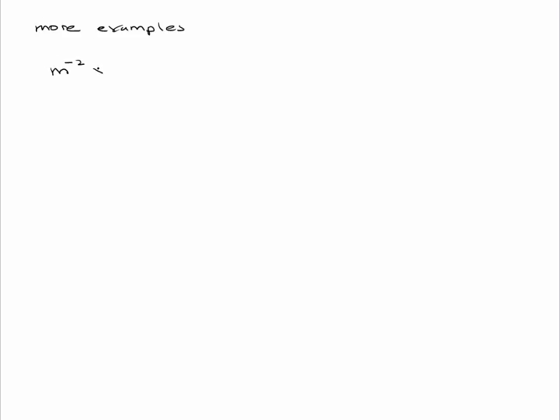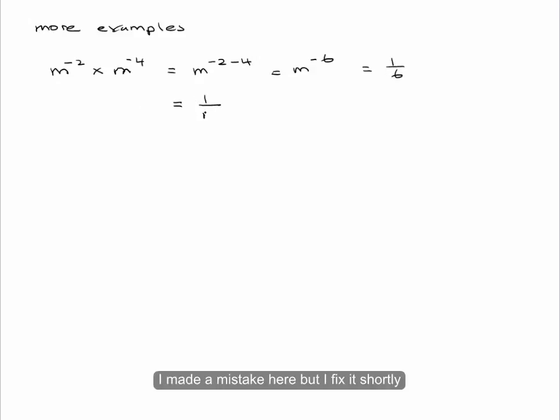Let's have a look at some more examples. M to the negative 2 times m to the negative 4. Well, here we have multiplying with indices. So when we're multiplying, we add the indices. So this will become m to the negative 2 add negative 4, which is m to the negative 6, which is 1 over m to the 6. We could also write this as 1 over m squared times 1 over m to the power of 4, which is 1 over m to the 2 plus 4, which is 1 over m to the 6.